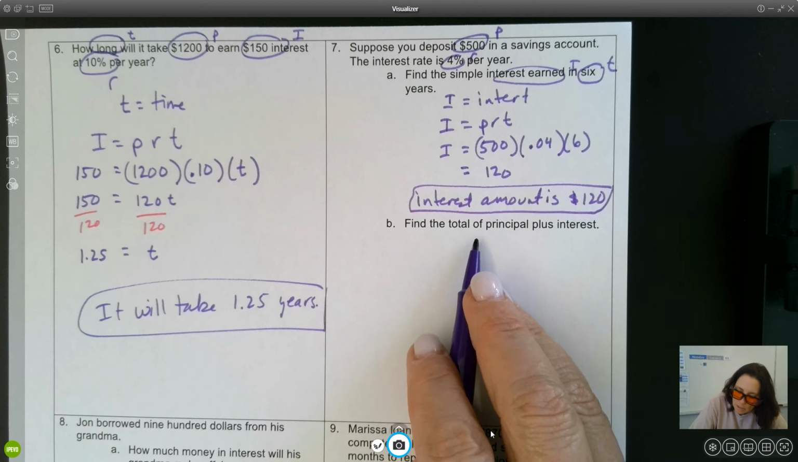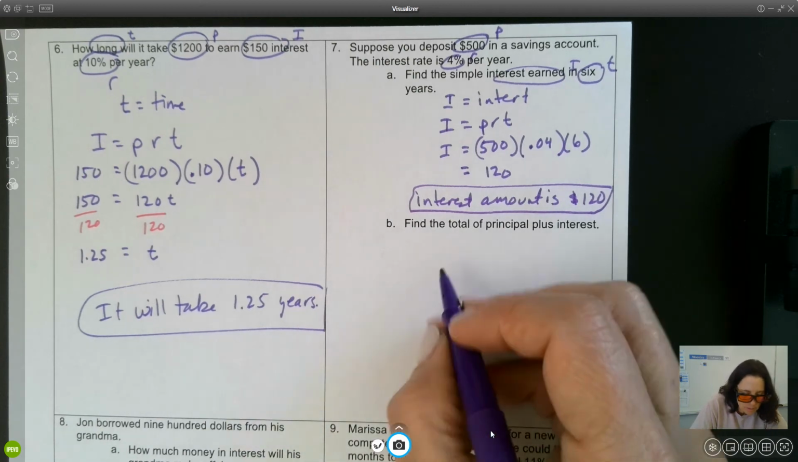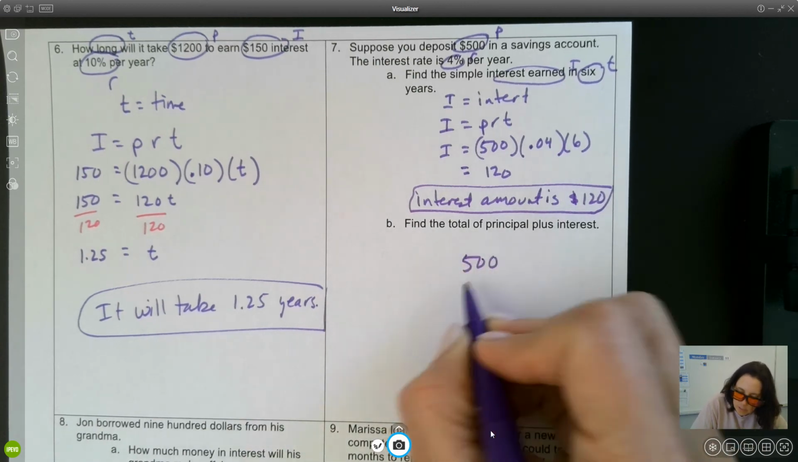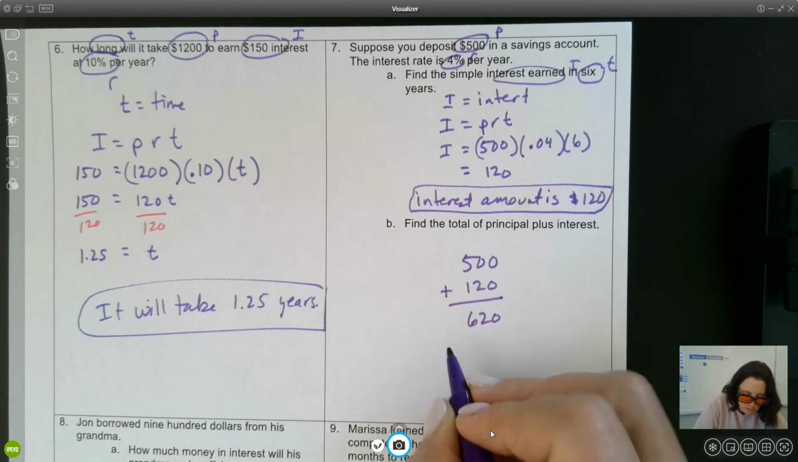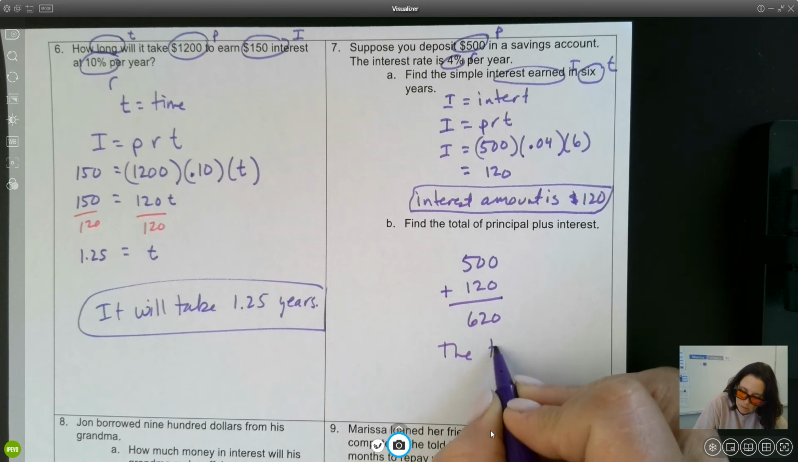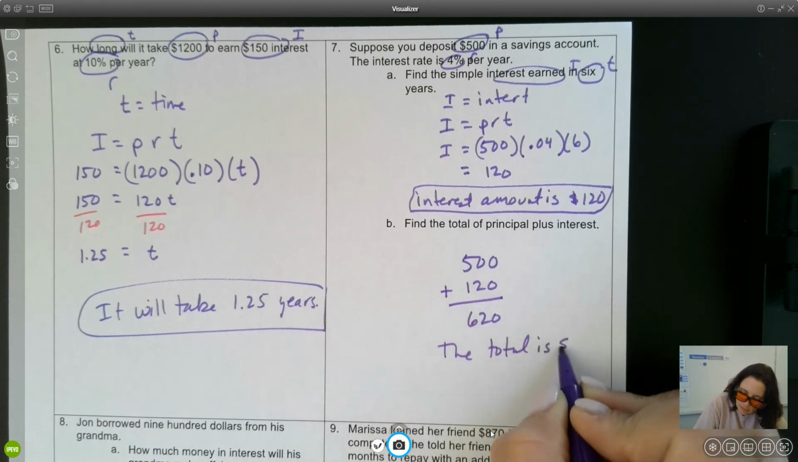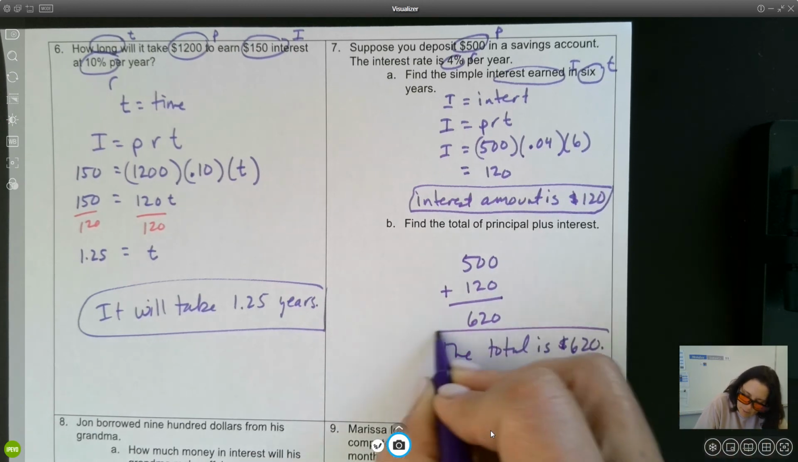Find the total of principal plus the interest. You're going to take the principal and add the interest and get 620. The total is 620 bucks.